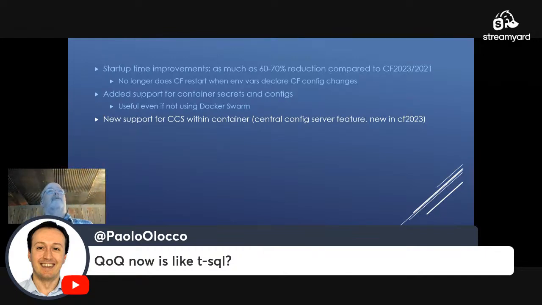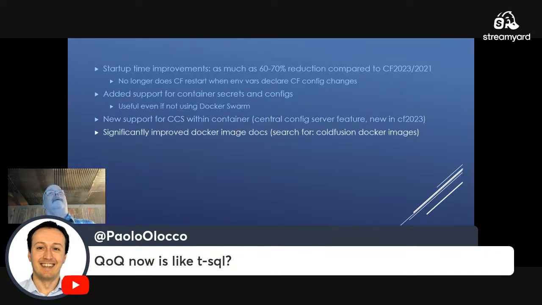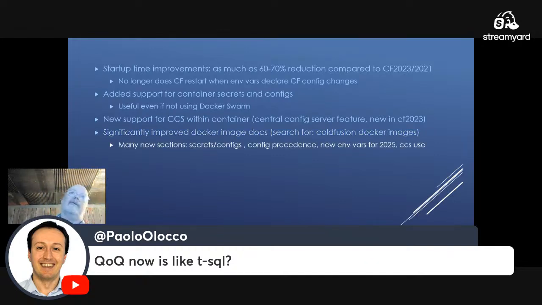The images also have dramatically improved documentation. If you just Google, or whatever search engine you use, look for ColdFusion Docker images, the first result that'll come up after the AI is the Adobe documentation page on Docker images, and it has been dramatically improved, adding sections for secrets and configs and precedence and configs and new environment variables and how to use CCS.